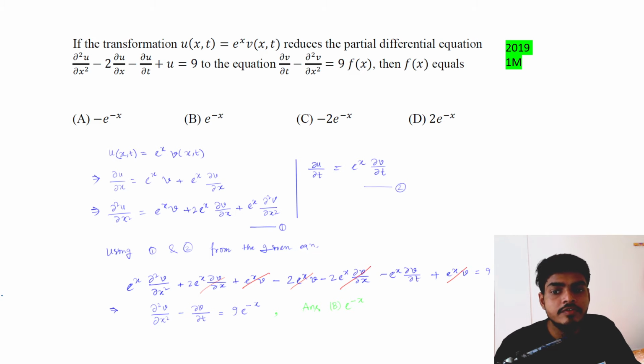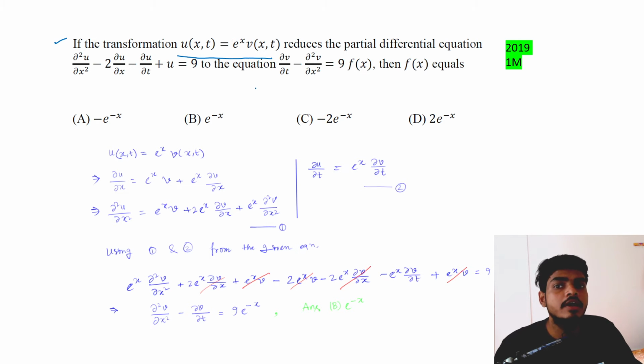This one is another question from 2019. This one is simply using transformation. You may say that this is a partial differential equation and I have not taught you the partial differential equation concept, but this is not that tough. This is a really easy one. They have just given a function u(x,t) equal to e to the power x into v(x,t). This is just a transformation. The first sum is based on one variable, so that is an ODE, ordinary differential equation, and this has two independent variables, so it is a partial differential equation.